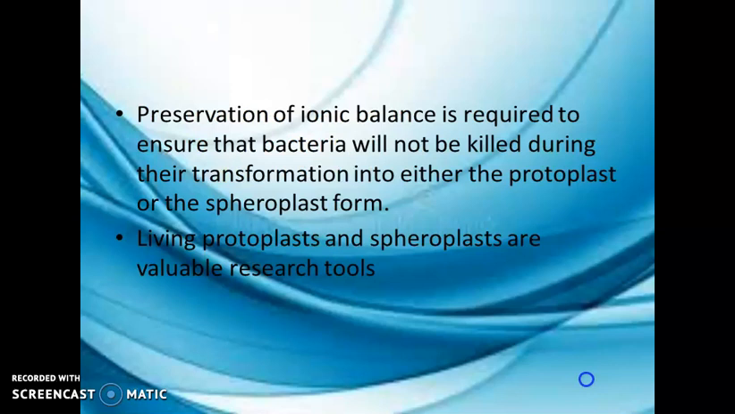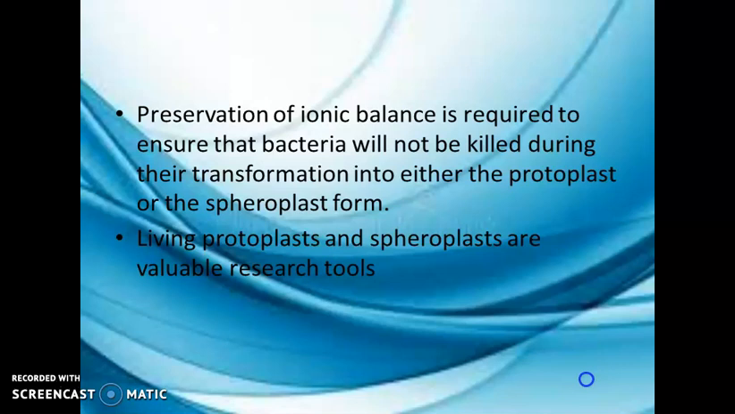So the preservation of ionic balance is required to ensure that while we are making protoplast and sphaeroplast from normal bacteria using these methods, the bacterium should not be killed. Otherwise, we can't prepare this type of protoplast and sphaeroplast. That is why we prepare these forms under isotonic conditions. Hypertonic and hypotonic conditions may result in death. So the preservation of ionic balance is required to ensure that bacteria will not be killed during the transformation into either protoplast or sphaeroplast. That is important. That's why we maintain them in isotonic form.